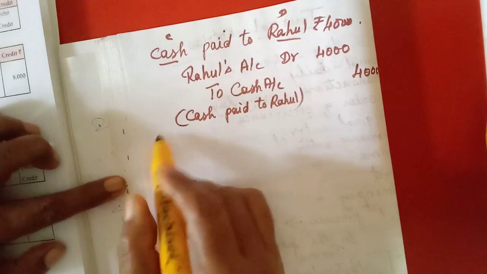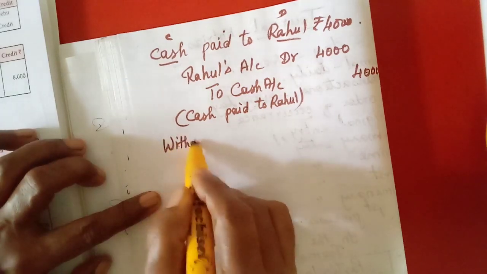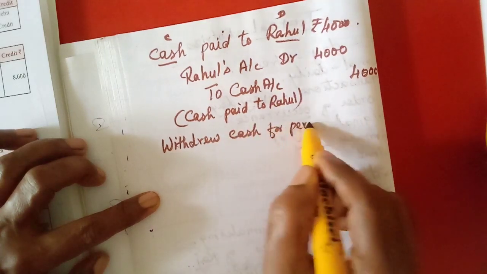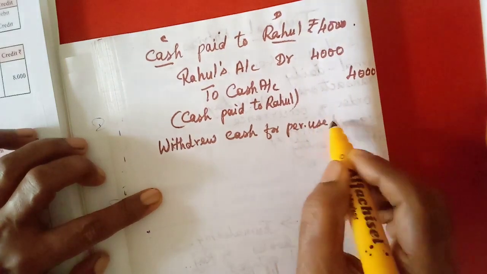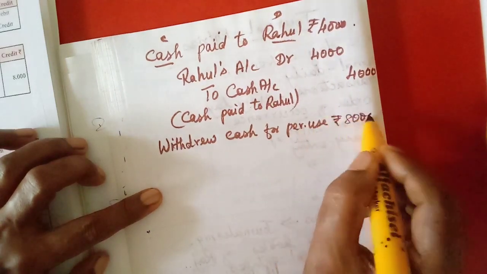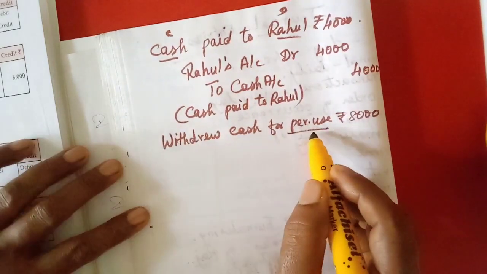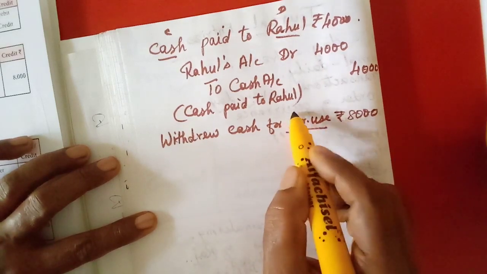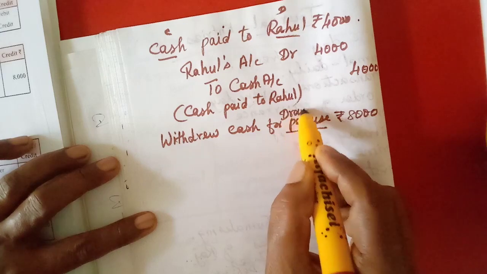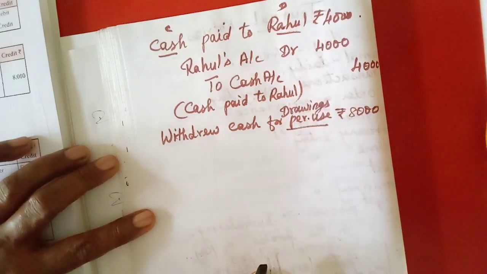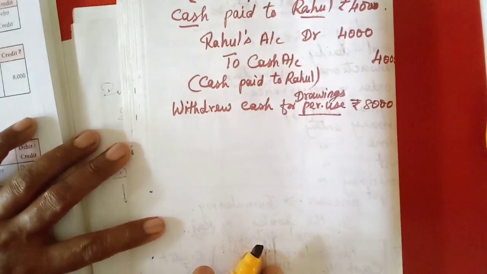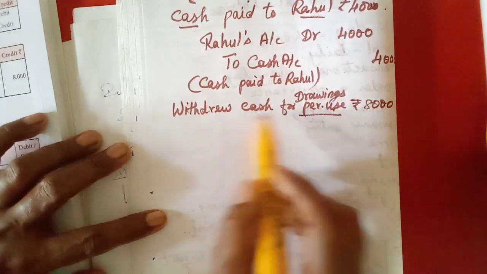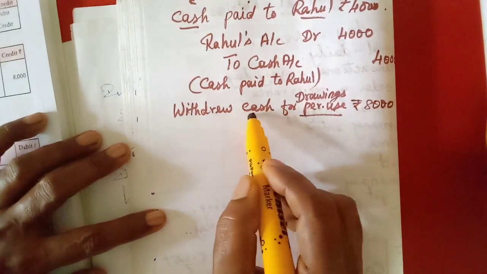Withdrew cash for personal use, 8,000. Personal use we have learnt, isn't it? If we withdraw cash for personal use, that is called drawings. If they commence business, that is called capital. The opposite thing, if he withdraws money from the business for personal use, that is called drawings. Okay, so drawings.